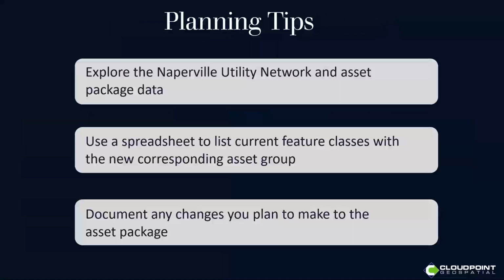So let's take a look at some planning tips. It's a good idea to explore the Naperville utility network and asset package data. It's going to give you a feel for the structure of the utility network and hopefully help guide you in the right direction. You may also want to use a spreadsheet to list out your current feature classes with the new corresponding asset groups and asset types. This is going to let you know what you have, where you need to go, and keep everything organized. Help migration go smoother.